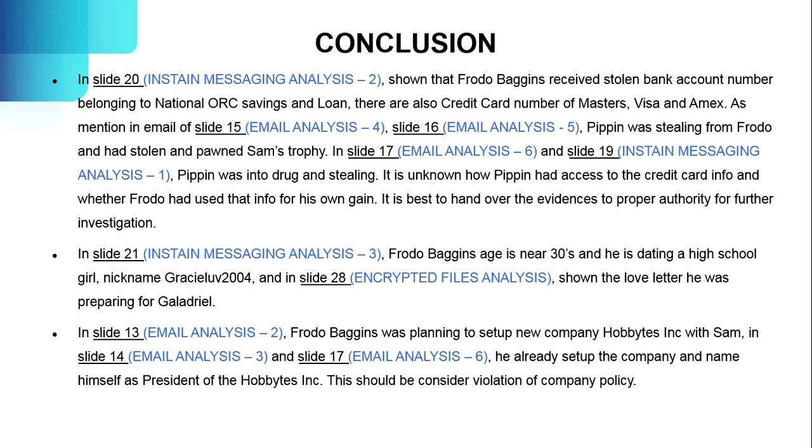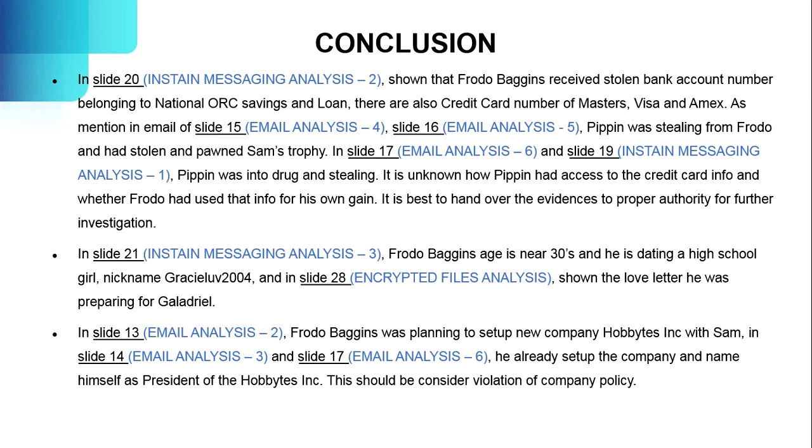In slide 17, email analysis 6, and slide 19, instant messaging analysis 1, Pippin was into drugs and stealing. It is unknown how Pippin had access to the credit card info and whether Frodo had used that info for his own gain. It is best to hand over the evidence to the proper authorities for further investigation.